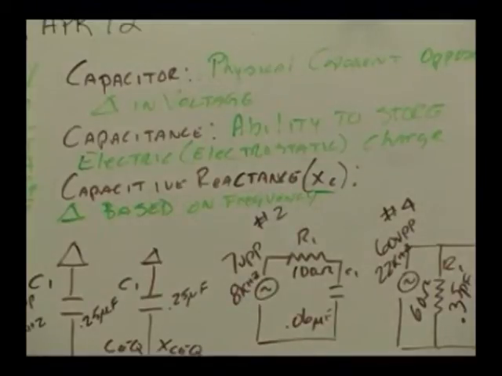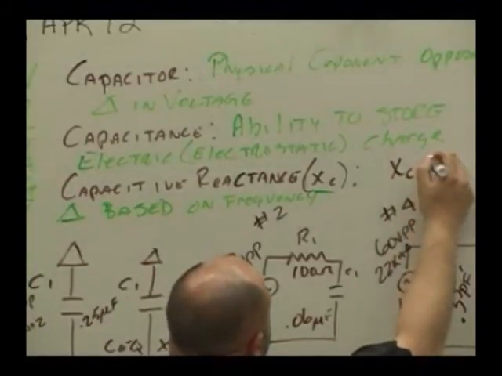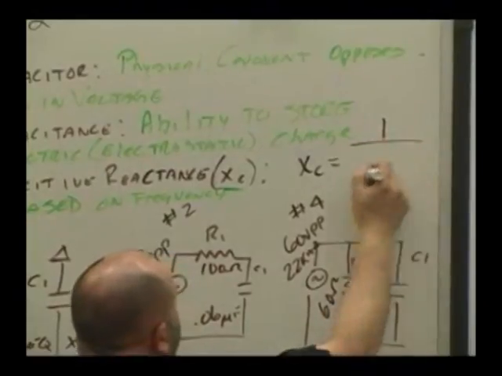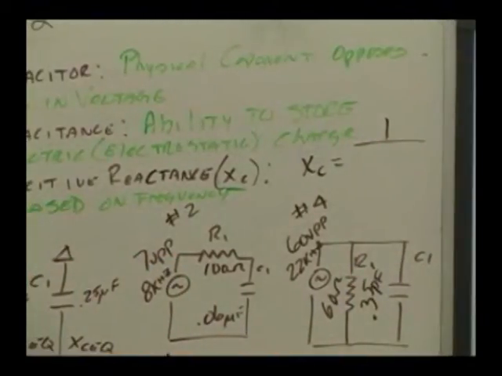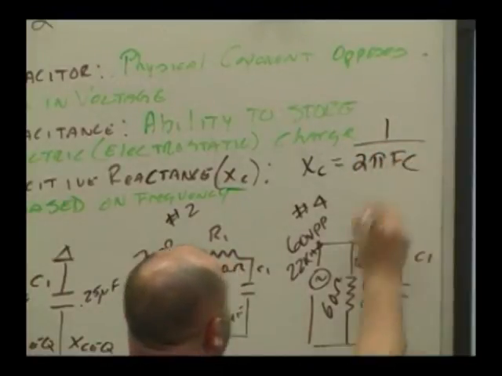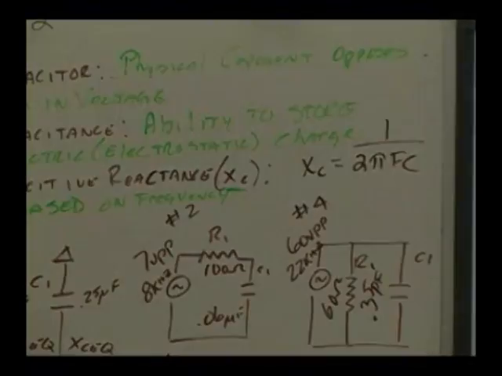I didn't write the formula this time, but what is it? What is the formula for X sub C? What is it there, Aslan? X sub C equals what? But you don't have that one memorized? That one you guys should know. No, Aslan's going to tell me. What is it? 1 over 2 pi FC. All right, good job. Good. So basic characteristics.